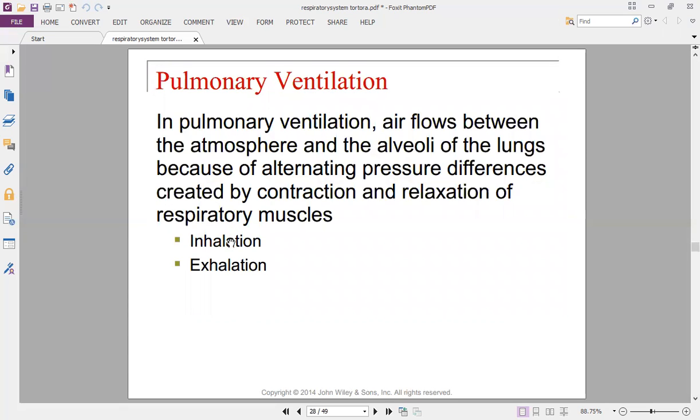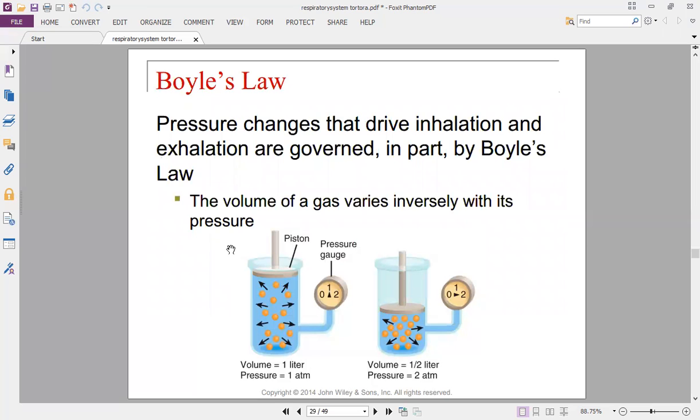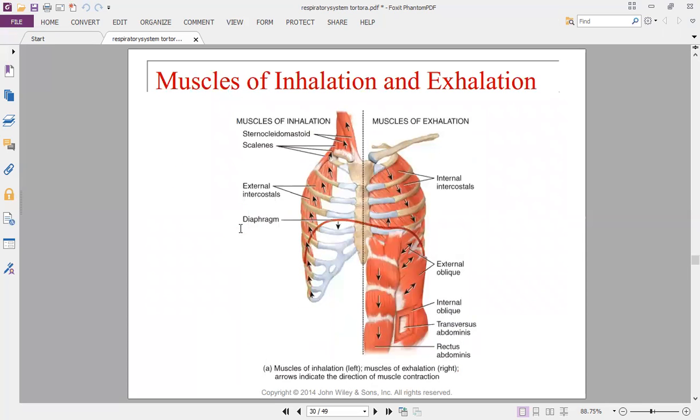Pulmonary ventilation is about inhalation and exhalation. Because of pressure changes, the respiratory muscles bring about those pressure changes, and air flows in, and it follows Boyle's law. Boyle's law is about how the volume of gas varies inversely with its pressure. So when the muscles of inhalation and exhalation are involved, they change the volume of your thoracic cavity, which in turn changes the pressure and the air flows in.